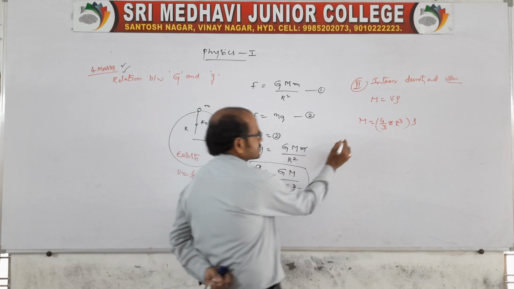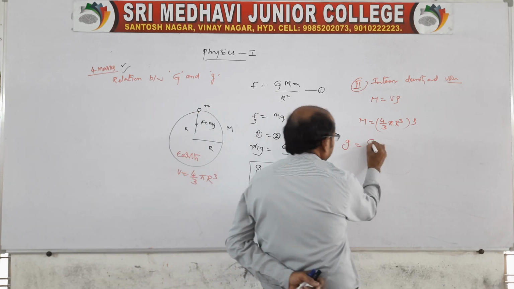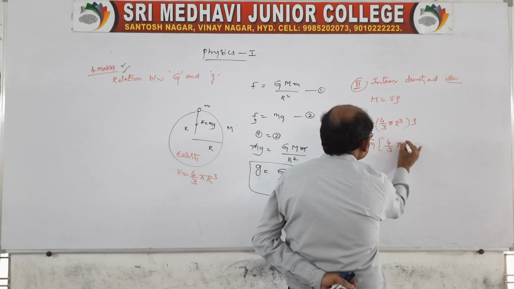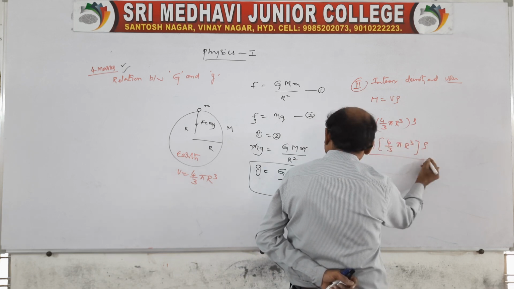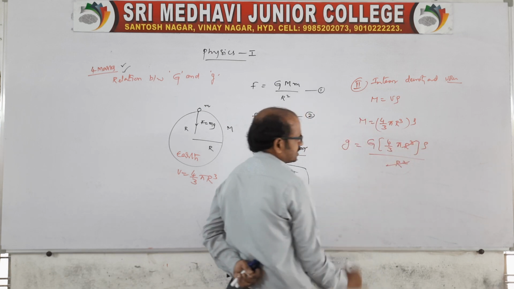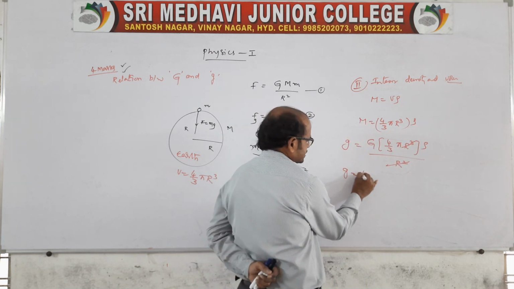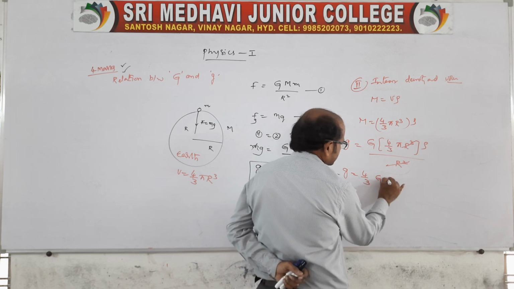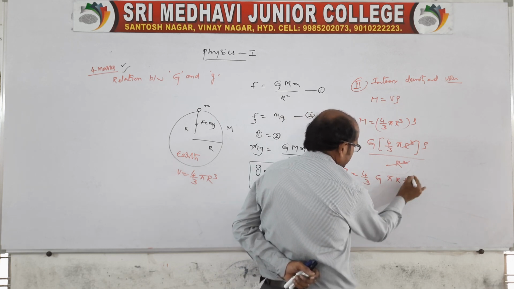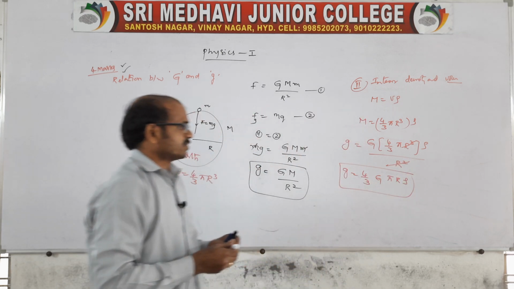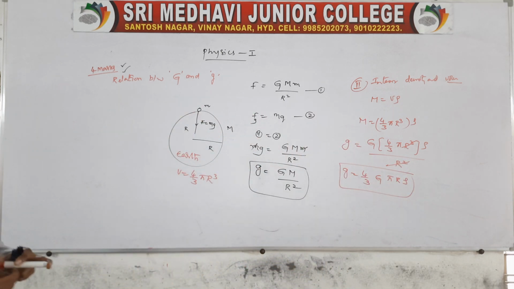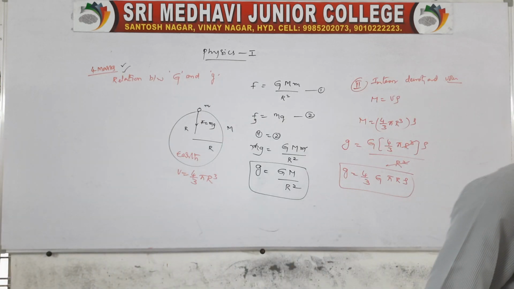Now small g is equal to capital G, 4 by 3 pi capital R cube into rho by r square. The r square terms are cancelled. Small g is equal to 4 by 3 capital G pi into capital R into rho. It is in terms of just density and radius. Clear? Is it okay now? This is one relation.